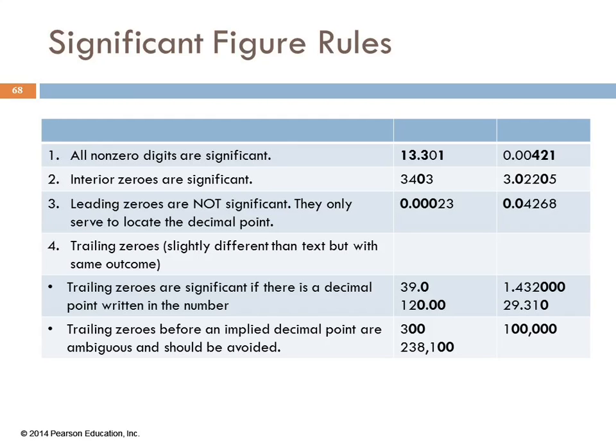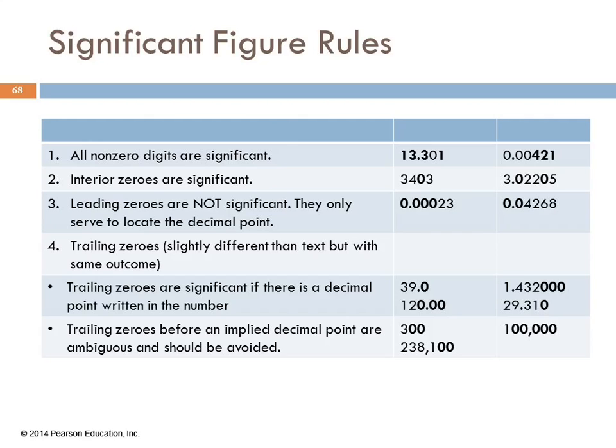The first rule is easy. All non-zero digits are significant. So if we look at this number, 13.301, the bolded numbers are what is included in this rule. Well, the 1, the 3, and the 1, those are non-zero. Anything that's not zero counts. Over here, this number, 0.00421, the 4, the 2, and the 1 are non-zero digits. Okay, that one's easy. It's the zeros that mess people up.